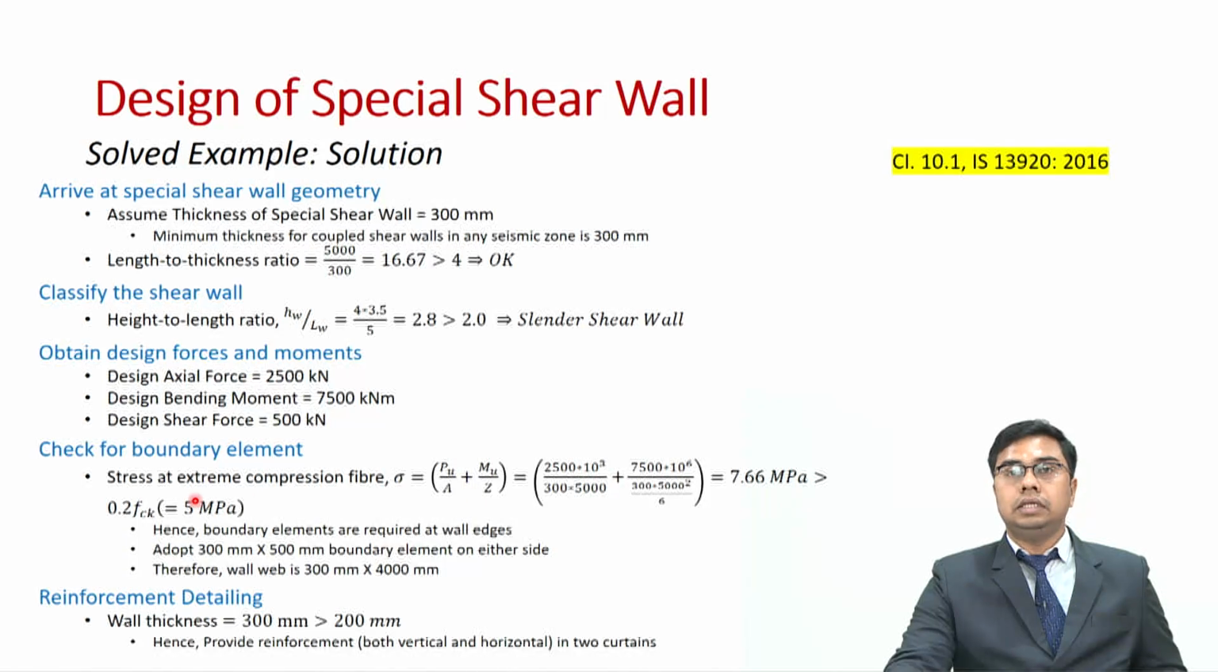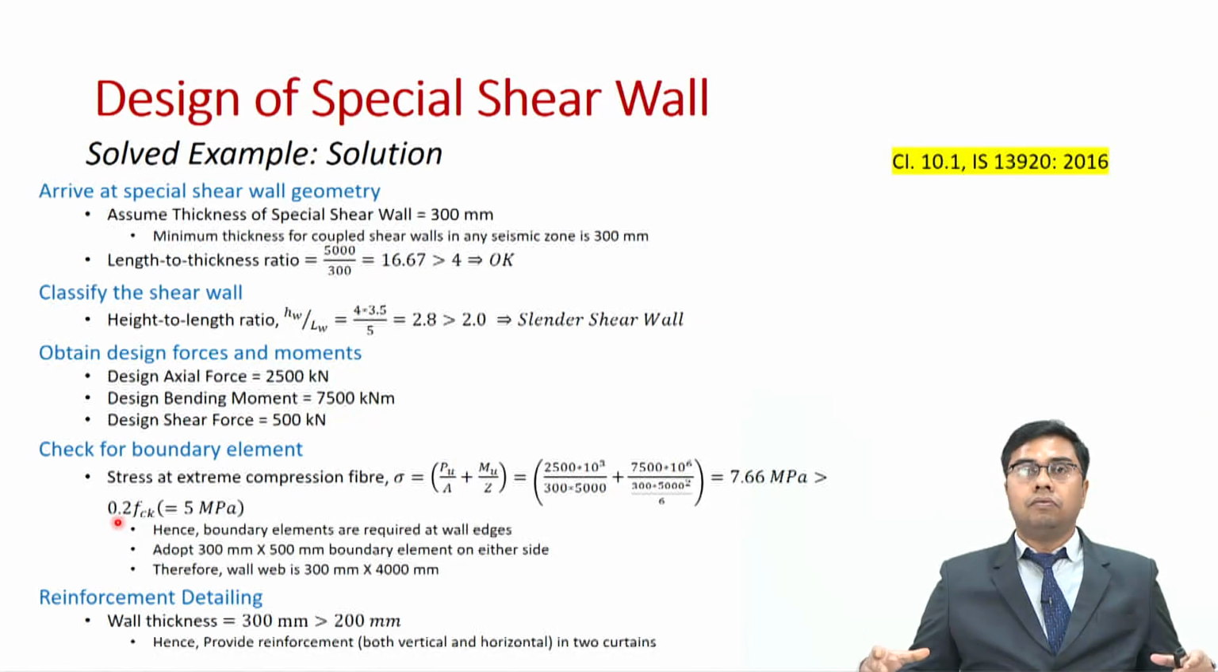Now, it exceeds the value of 0.2 fck. The value of 0.2 fck for M25 grade of concrete will be 0.2 into 25, which is 5 megapascal. So, since the stress at the extreme compression fiber is greater than 0.2 fck, we will need to provide boundary elements. Boundary elements shall be provided at the wall edges.